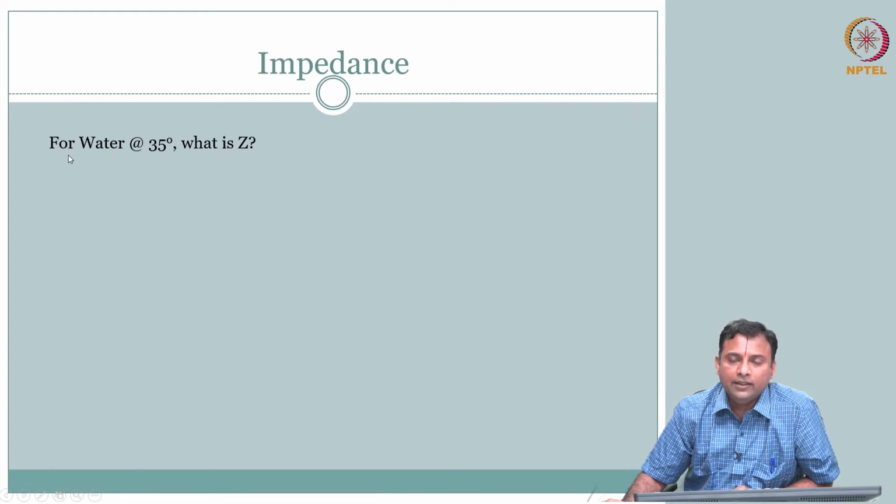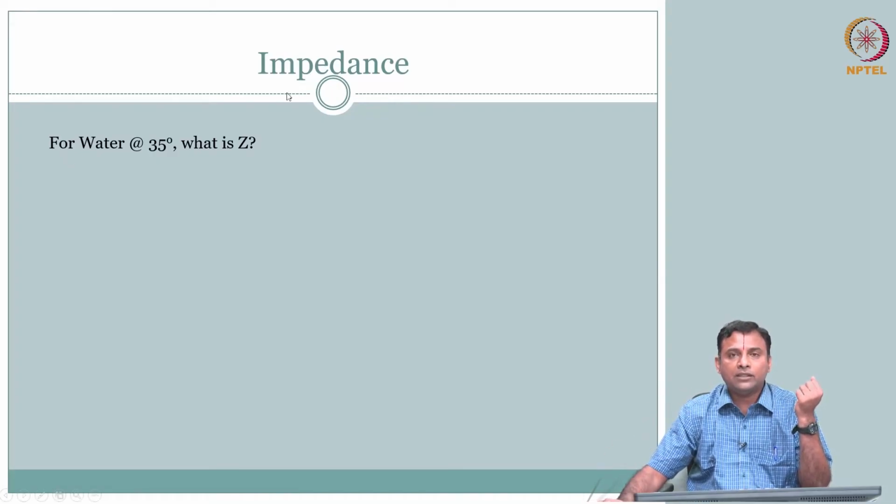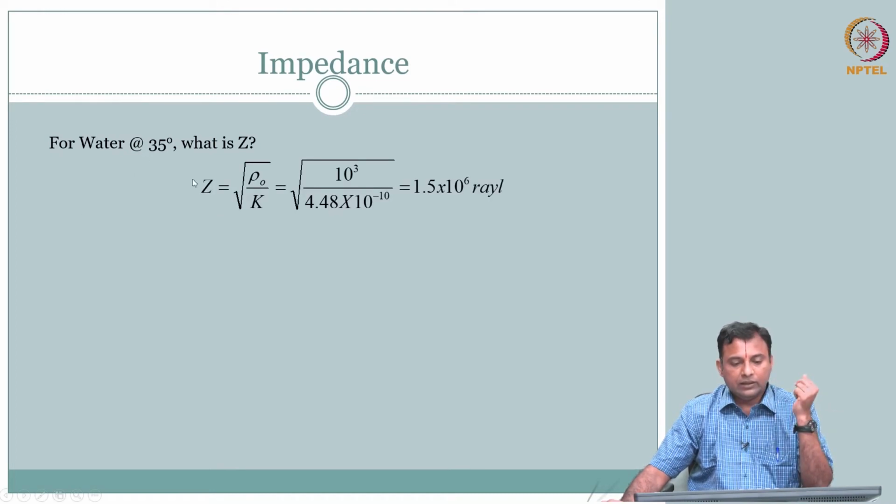So for water, we said human body, we are talking about water bodies. What is the impedance value in water? If I try to send the pressure wave in water, what will be the impedance encountered at some temperature, at 35 degrees, what is your Z? Take the log book, you will be able to find the density. What all do you need? You need speed of sound, you need density. These are there in the log book. If you take that, you can get your Z to be 1.5 into 10 power 6 rayl.